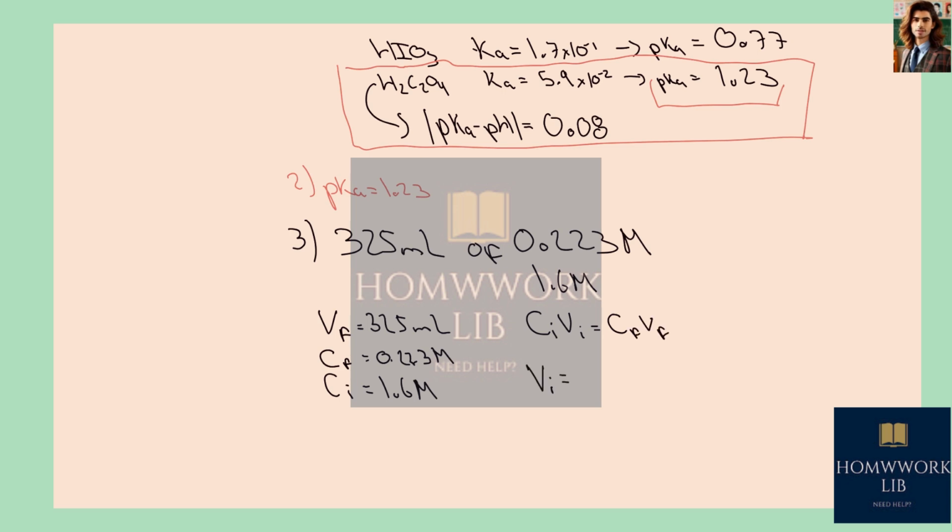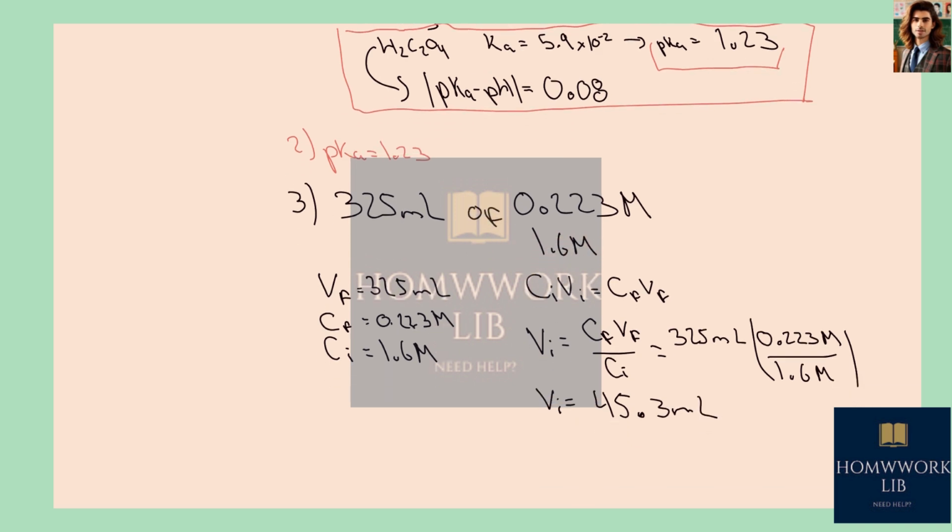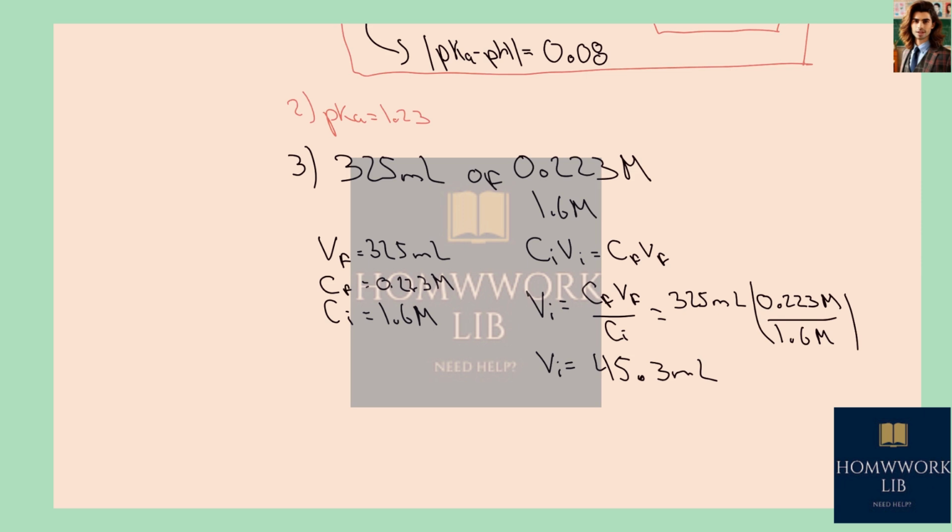Thus, the initial volume required would be the final concentration times the final volume divided by the initial concentration. So we get 325 milliliters, and we can leave it directly in milliliters. That is going to be our final result units. We get 0.223 molar divided by 1.6 molar. The result for my initial volume required is, rounding up, 45.3 milliliters. This is actually 45.297, but we can round it up to 45.3.